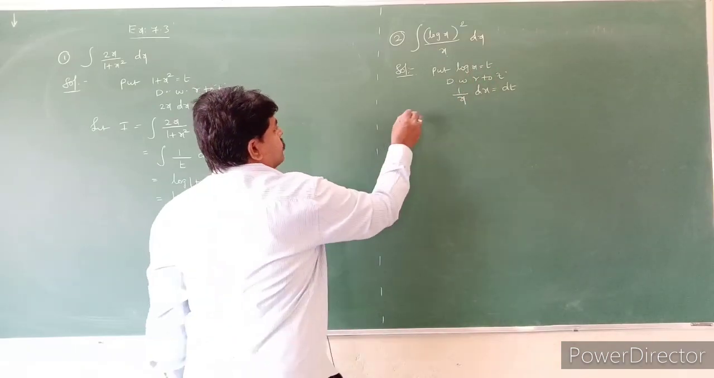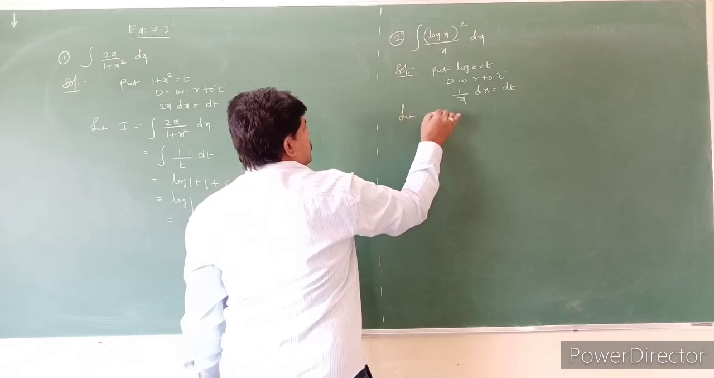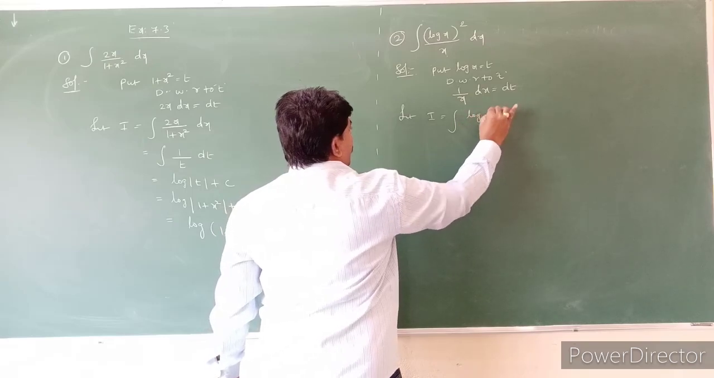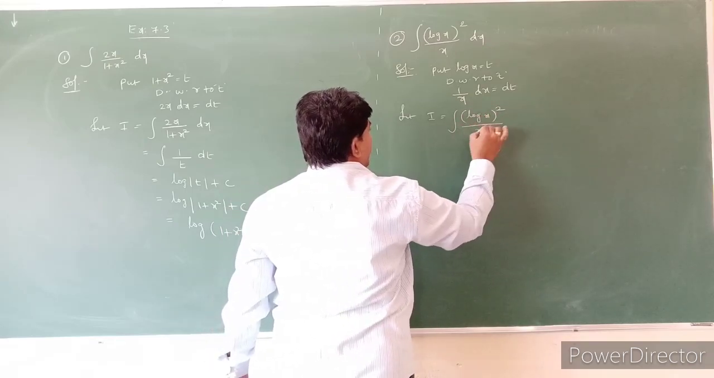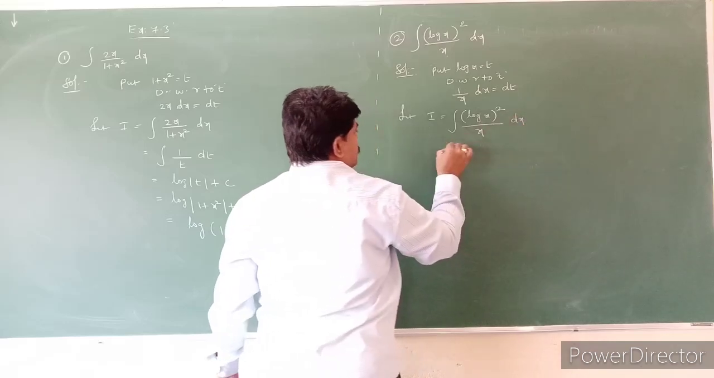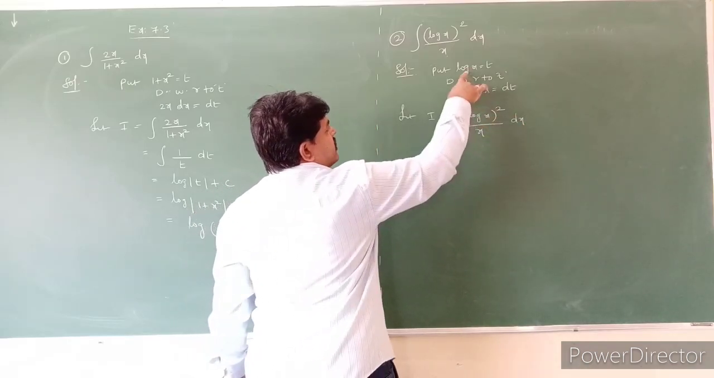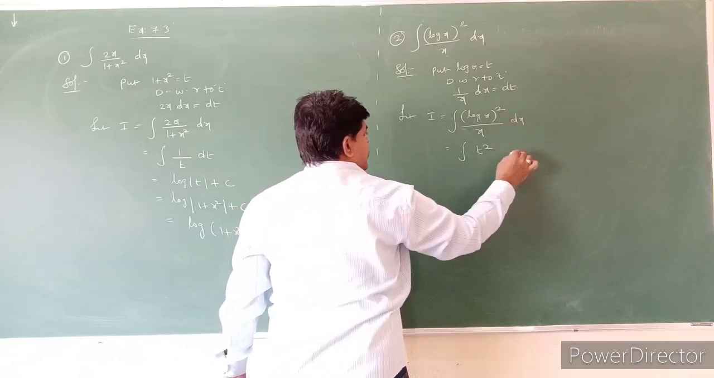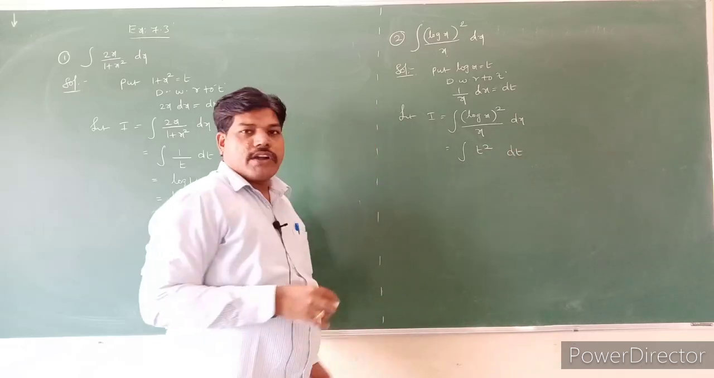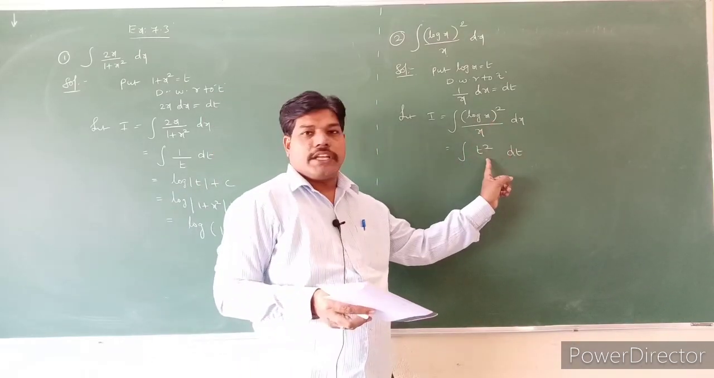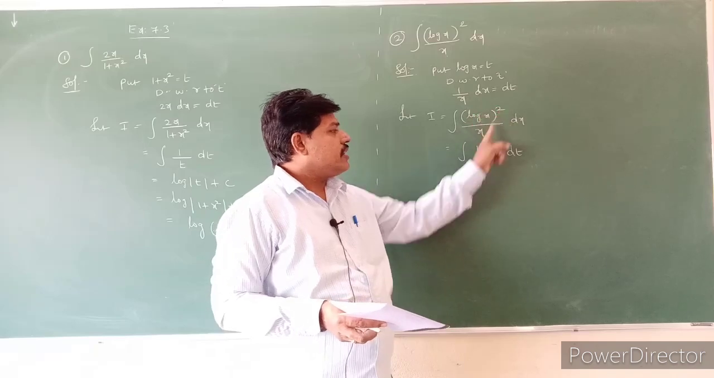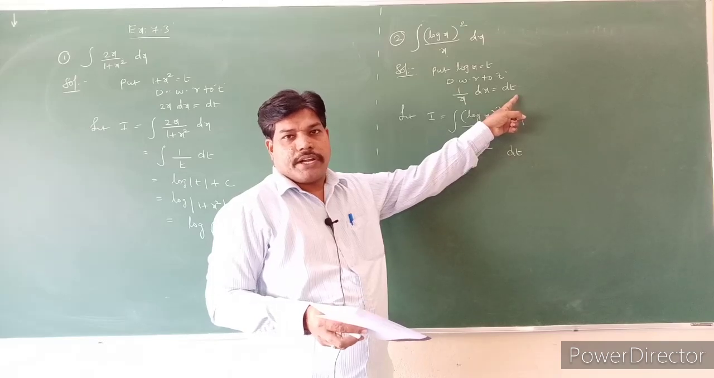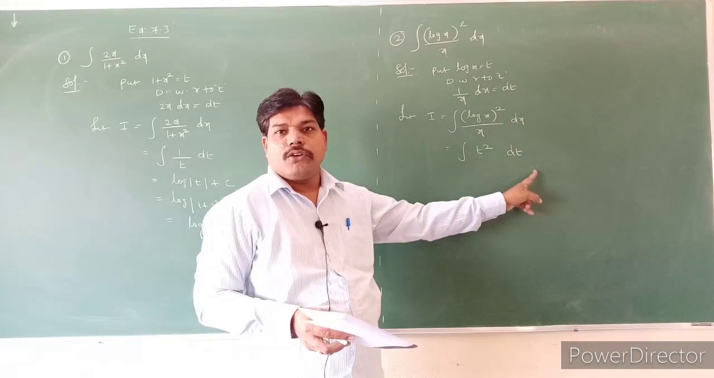So what will the problem become? Let me take the given problem as I, the integral of log x whole square by x into dx. So what happens, students? The log x value is t. So the integral of t square times 1 by x into dx, which becomes dt. Do you understand, students? Log x is equal to t, so the problem becomes t square dx by x. The dx by x value becomes dt, since 1 by x into dx is equal to dt. So you can replace it with the integral of t square into dt only.